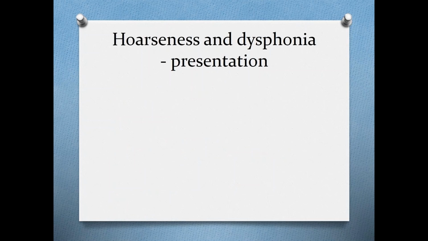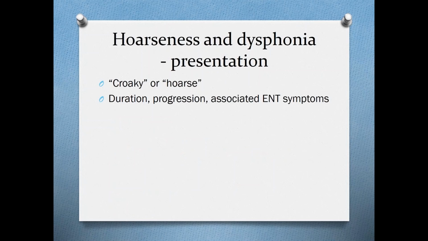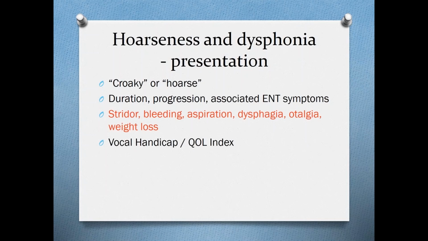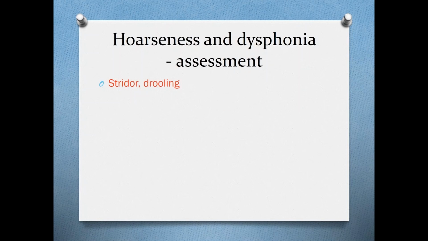Hoarseness and dysphonia. Croaky or hoarse is often what patients will say. I talk about duration, whether it is progressively worsening quickly, any other associated ENT symptoms, red flag symptoms such as stridor or bleeding or weight loss, dysphagia, referred otalgia, lower respiratory tract infections, their quality of life, how it's being affected. And then to assess the patient, just to throw it in there, it could be stridor and drooling and hoarseness, or change in voice, and that could just be an epiglottitis or a supraglottitis. And there's no obvious other element seen, but that is a true acute ENT emergency, and they should be in the hospital.